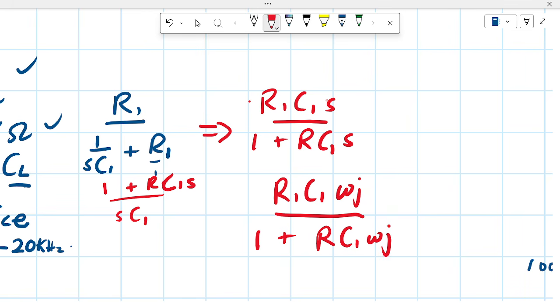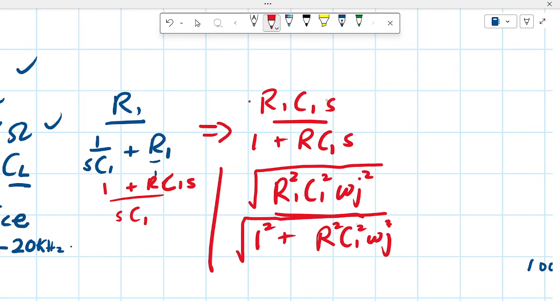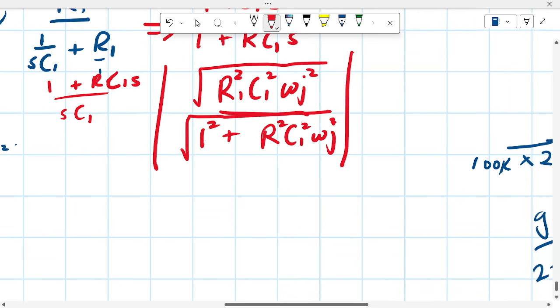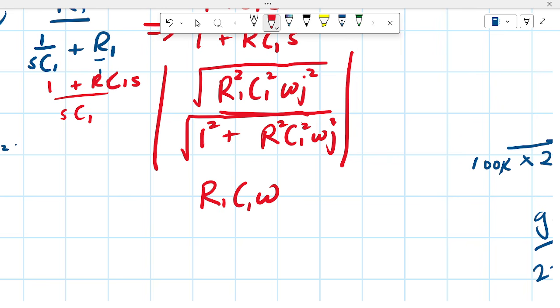And we find the magnitude. So by squaring and finding the square root, and also the absolute value, what we are going to get is exactly what we had before. Still in a square root.